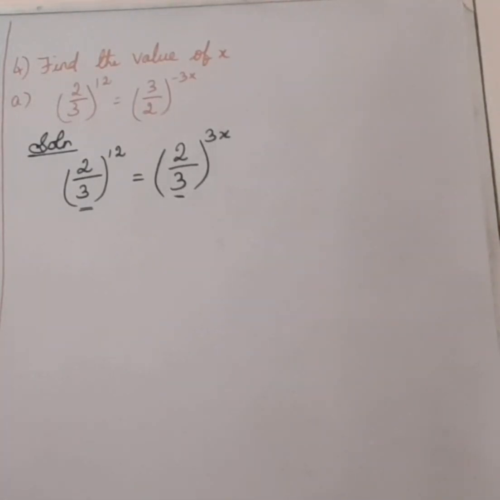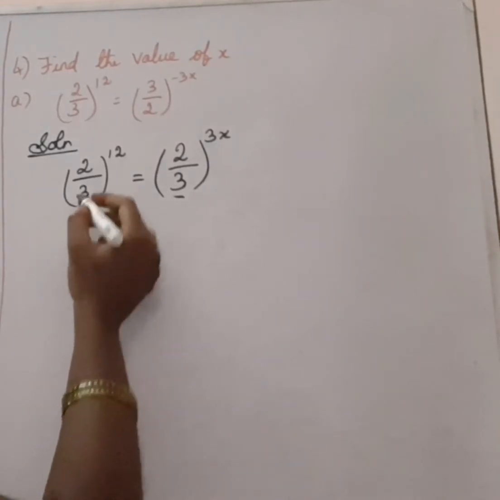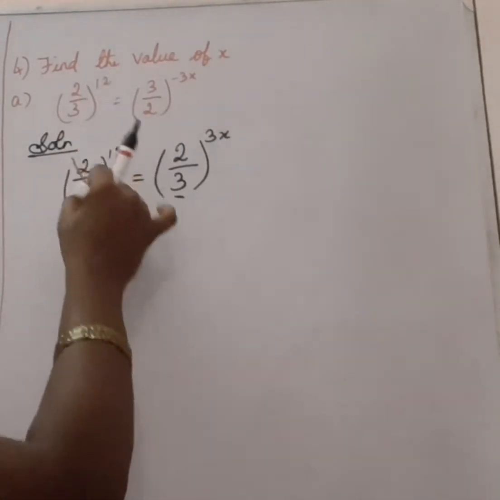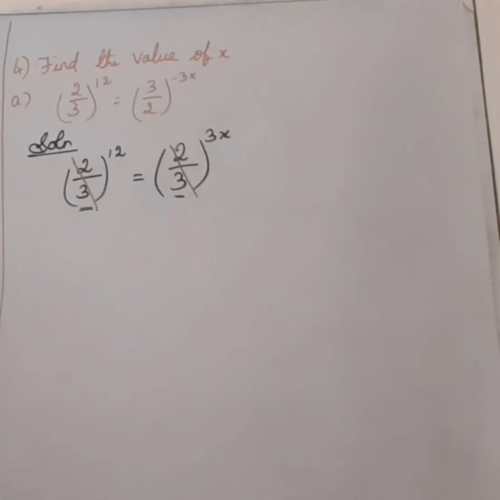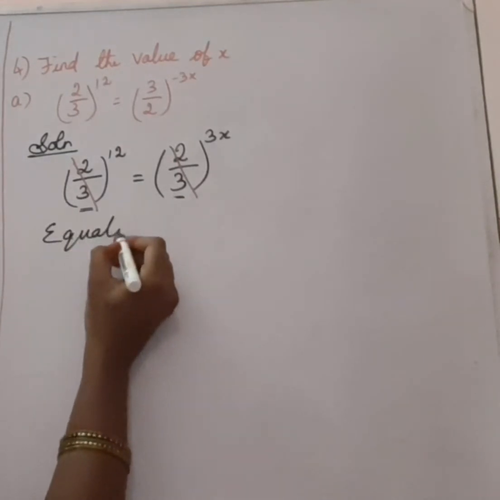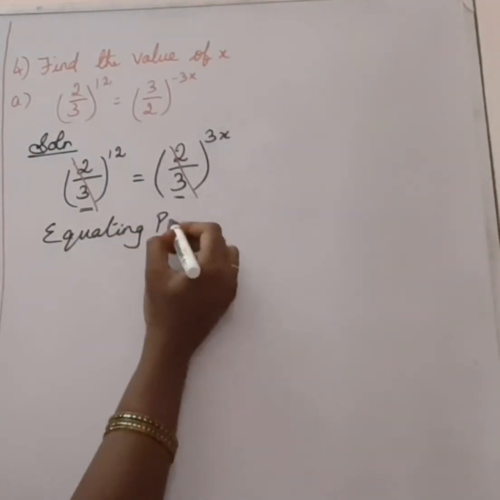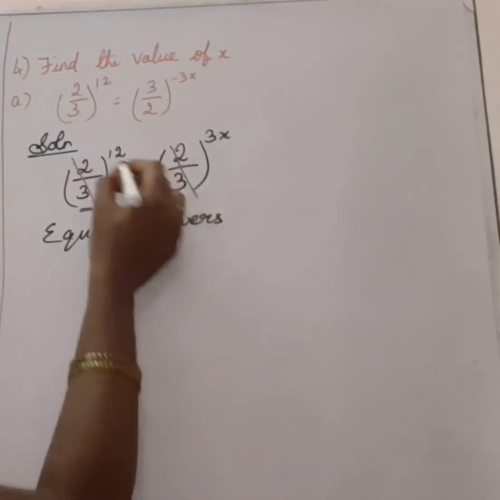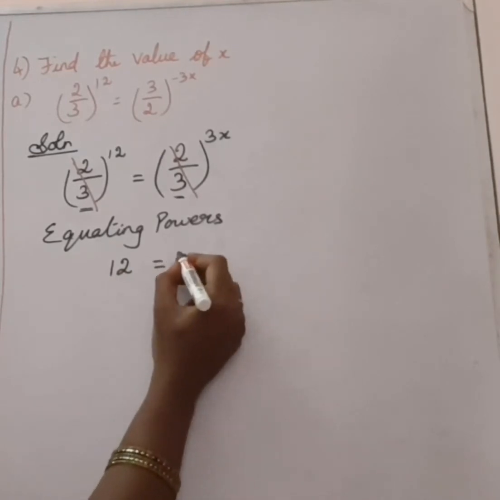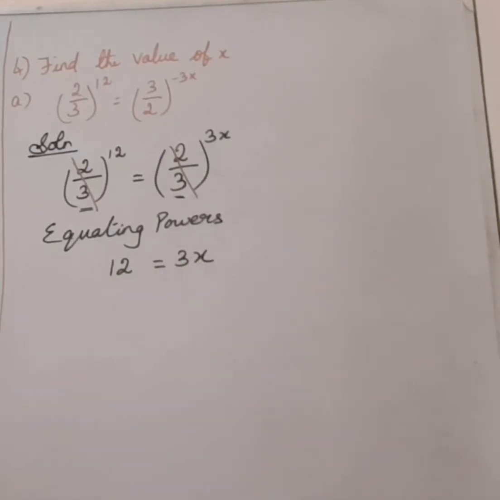So this means the base is the same. Now we strike out this base, and then we take the powers alone. We are equating the powers. Equating the powers means what do we have? Very good. 12 equal to 3x.